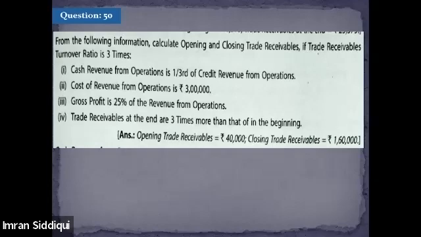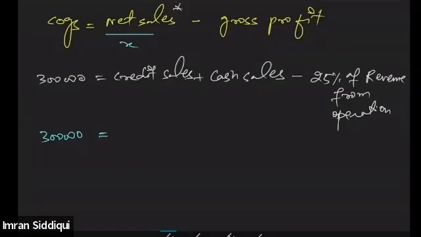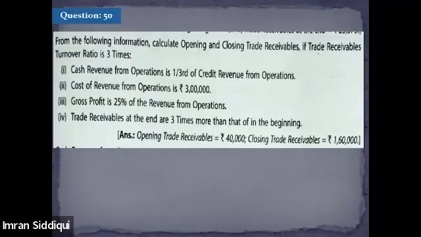Credit sales is X, and cash sales is, cash revenue from operation is 1/3 of credit revenue.